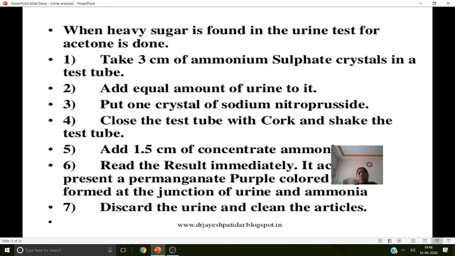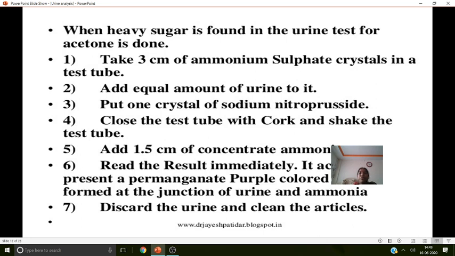When heavy sugar is found in the urine, a test for acetone is done. So how will we do it? Take 3 centimeters of ammonium sulfate crystals in a test tube.